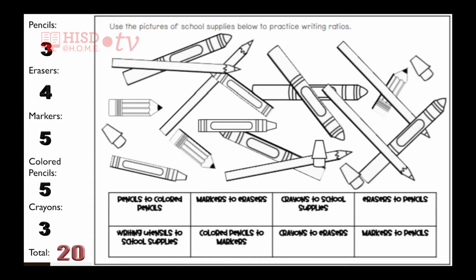right? So the first box, you have pencils to colored pencils. And using our guide to the left, I'd like for you guys to complete this activity, putting the appropriate ratios in the boxes. I'll give you 30 seconds.